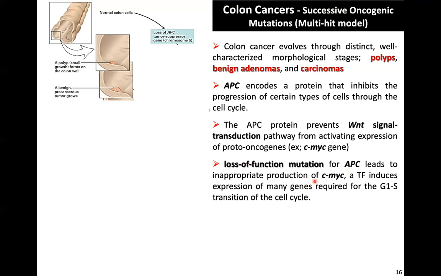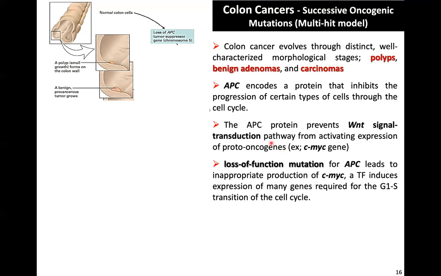As we said, c-Myc is a transcription factor which induces the expression of many genes required for G1/S transition of the cell cycle. So again, what's c-Myc? c-Myc is an important transcription factor that leads to the expression of many genes required for the transition from the G1 to the S phase, so that the cycling of the cells occurs.